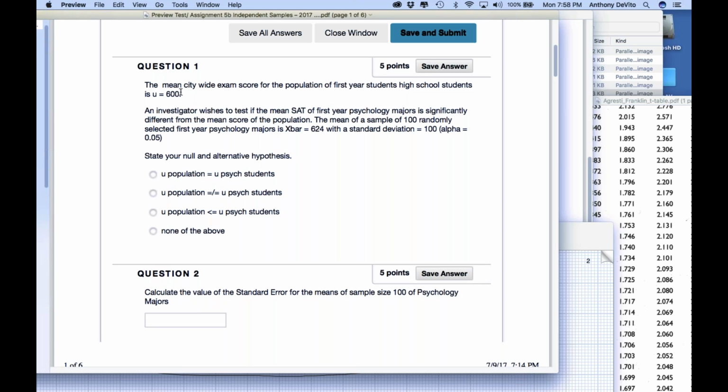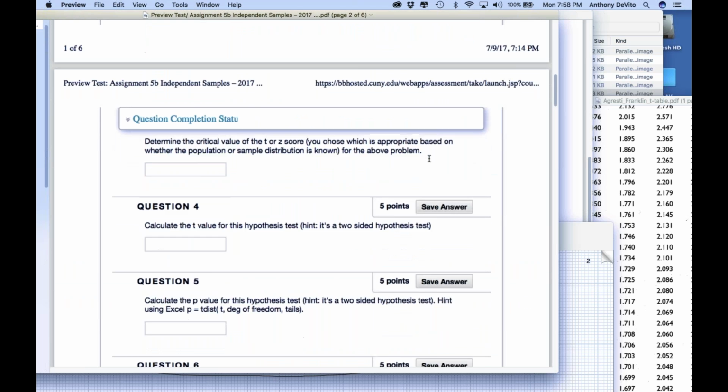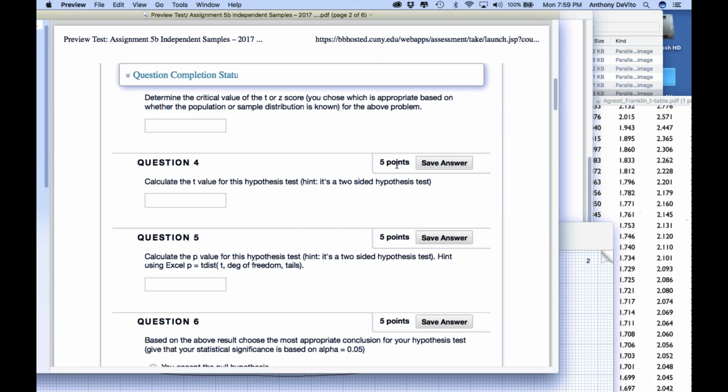So it's going to be 624 minus the known mean. It's a single sample test, two-sided, with 2.5% probability on each side, not single-sided. It's 624 minus 600, which is 24, divided by the standard error you calculated, which was 10, so it's 2.4. That is the value of t that you calculated.